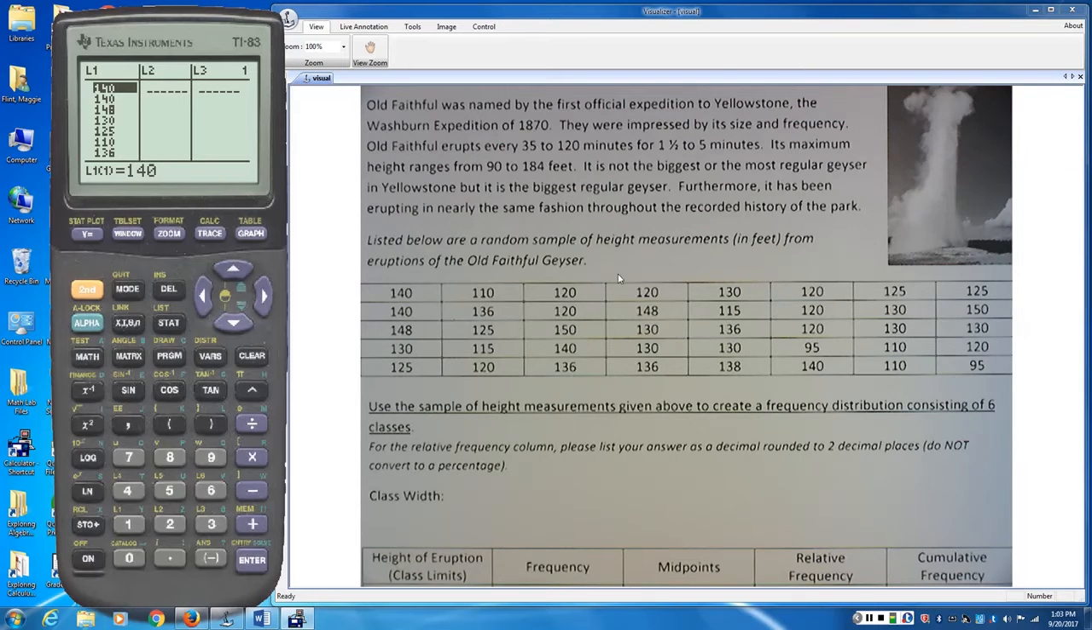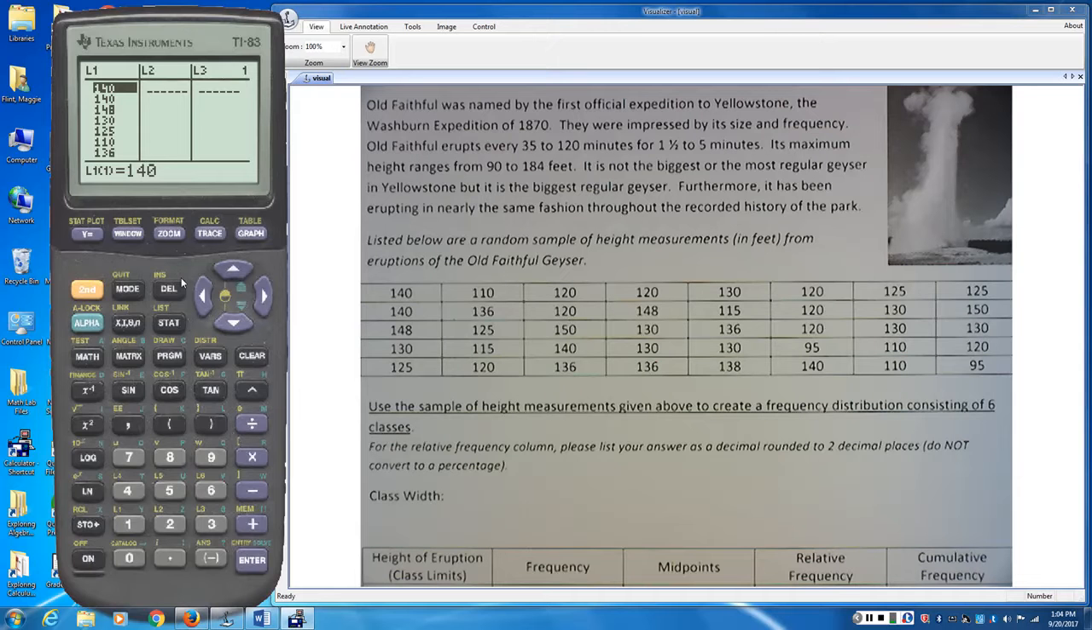So what we have here is a random sample of height measurements in feet. And what we have is, let's see, 1, 2, 3, 4, 5, 10, 15, 20, 25, 30, 35, 40 eruptions. Okay? I need to know the shortest one, and I need to know the tallest one. Now, you can comb through that table and find those out.